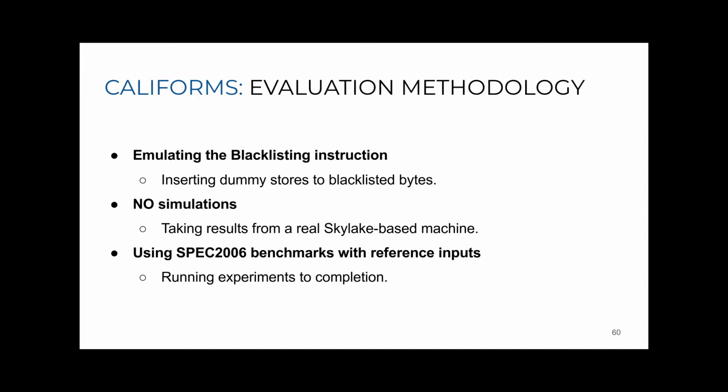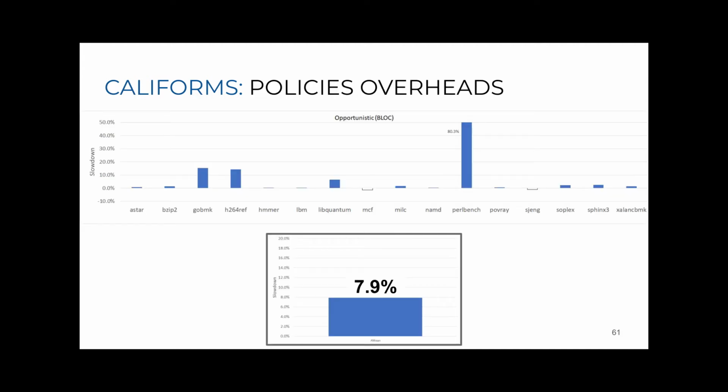Finally, we use this big 2006 benchmark suite with reference inputs. We run all of our experiments to completion. Now, we are going to show you the slowdowns for using those three policies. First, we show the results for the opportunistic policy. The average slowdown in this case is almost 8%, as shown in the bottom figure.